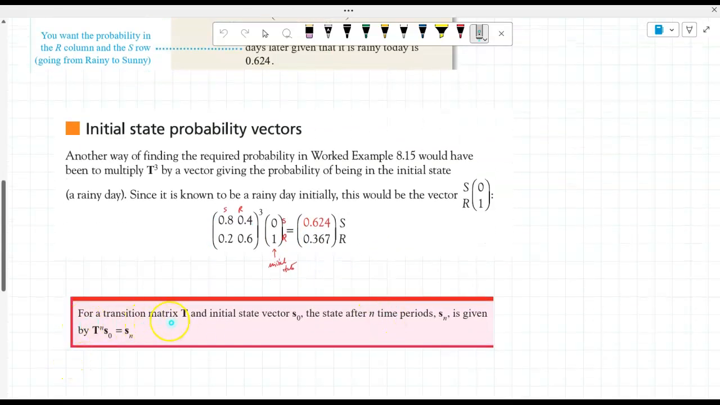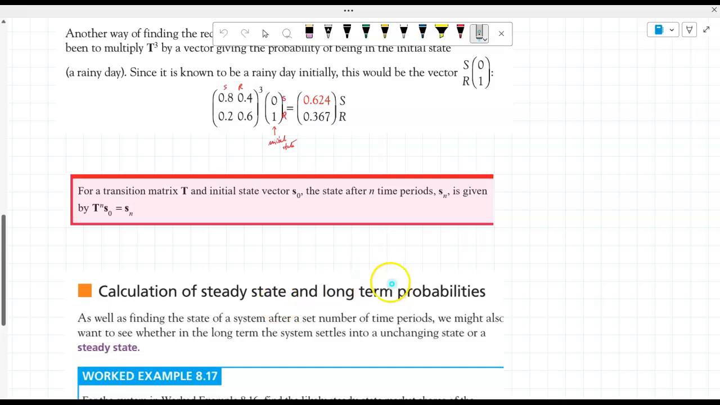So for a transition matrix T and an initial state S0, the initial state will always be 0, 1 or 1, 0, depending on the case. Steady state is after how many trials it remains the same. The probability remains the same. You multiply again by 4 and it changes, but when you do 6, 7, 8, it remains the same. Then there's no change. They ask at what value it becomes steady state. This is the state after n transitions, n time periods.